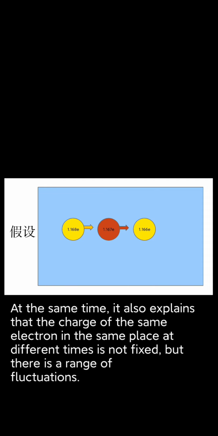At the same time, it also explains that the charge of the same electron in the same place at different times is not fixed, but there is a range of fluctuations. But what is the variable that can change the charge of an electron?